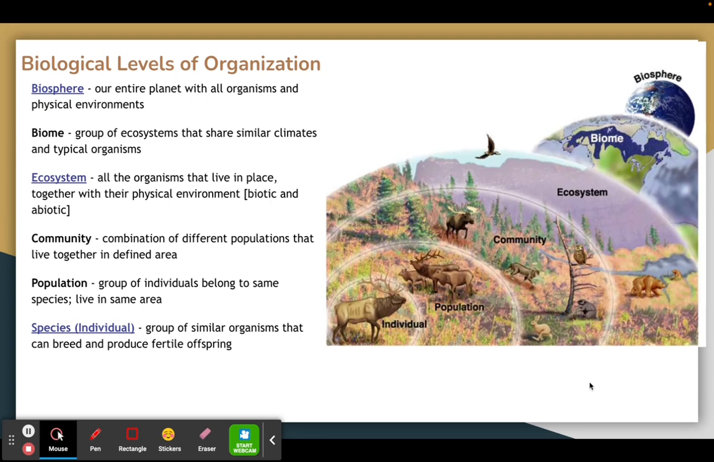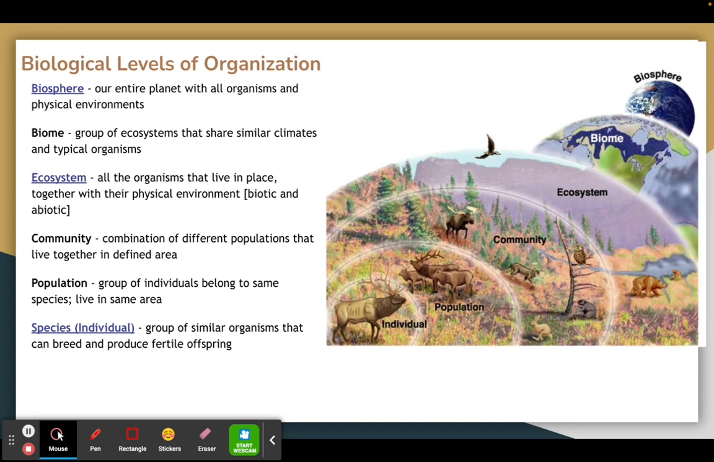When we look at how things are organized globally, we call this the biological levels of organization. This is going to be going from macro to micro, so from the large scale of things to the most specific individual things. We look at the biosphere. That's our entire planet with all of the organisms and the physical environment, so all the living and non-living things.